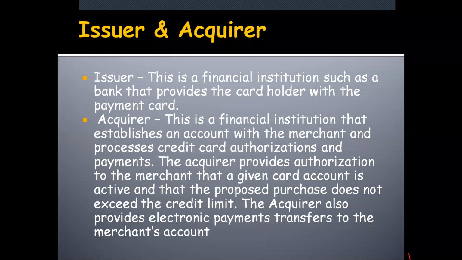See, acquirer means the merchant has only one bank account in one bank, but the card holders have different kinds of bank accounts and they are going to pay from those different bank accounts. At that time, everything is deposited into the merchant bank account, which is one account only. So the acquirer is the one who is going to give the facility and take care of all those things.